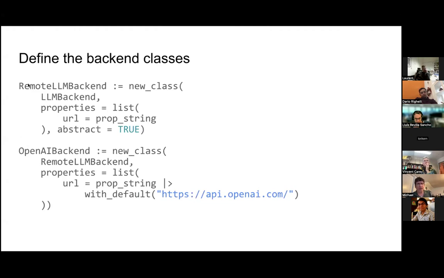Here's where it shows inheritance. We had our LLM backend. You can have a remote LLM backend that inherits from the LLM backend. The first argument is the name, and the second argument is just the parent class. Then they can have an OpenAI backend, which extends remote LLM backend, with its URL defaulting to openai.com.